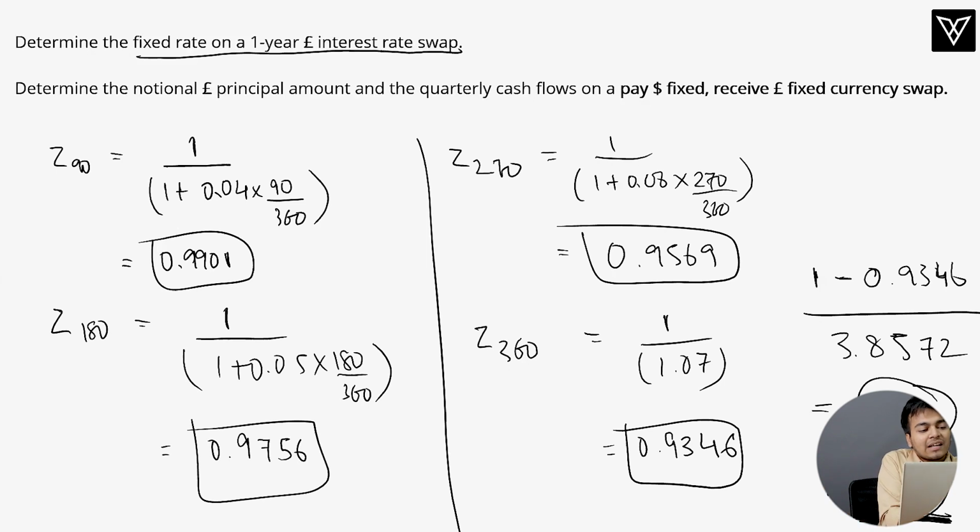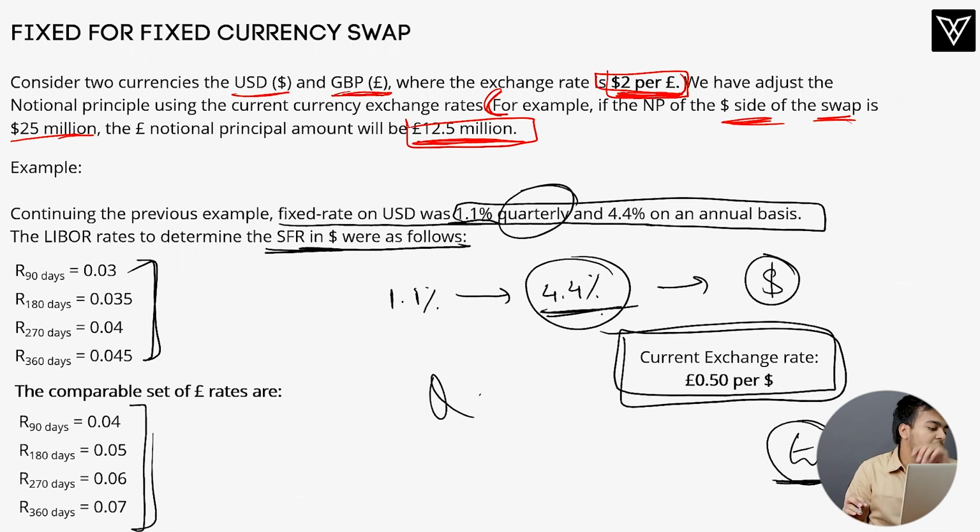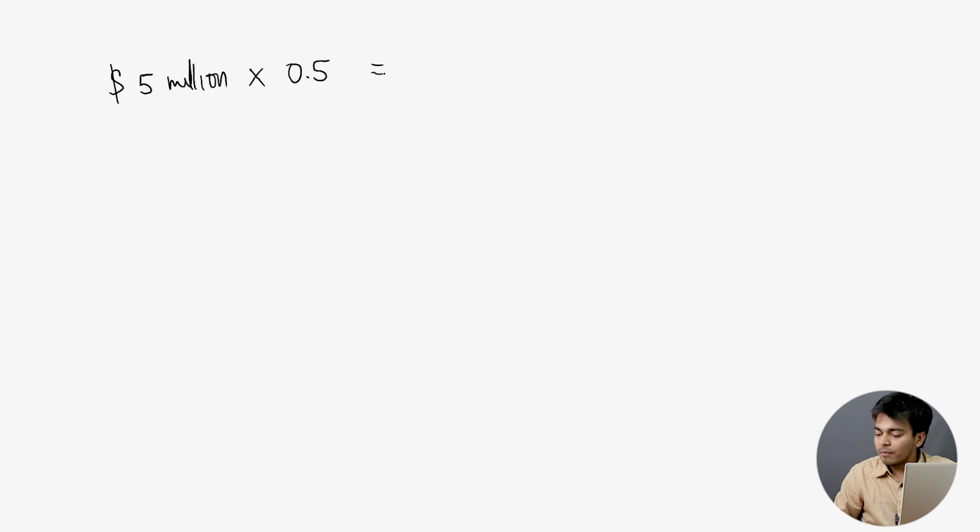That is done. Now the second thing asked in the question is to determine the notional principal amount, the amount that would be exchanging hands at time period 0. It's pretty simple to calculate. We need the notional principal in terms of USD, and we multiply it by the current exchange rate. I guess we had $5 million as the notional principal, if you look back at the question. So that would be 5 million multiplied by 0.5, that is 2.5 million.